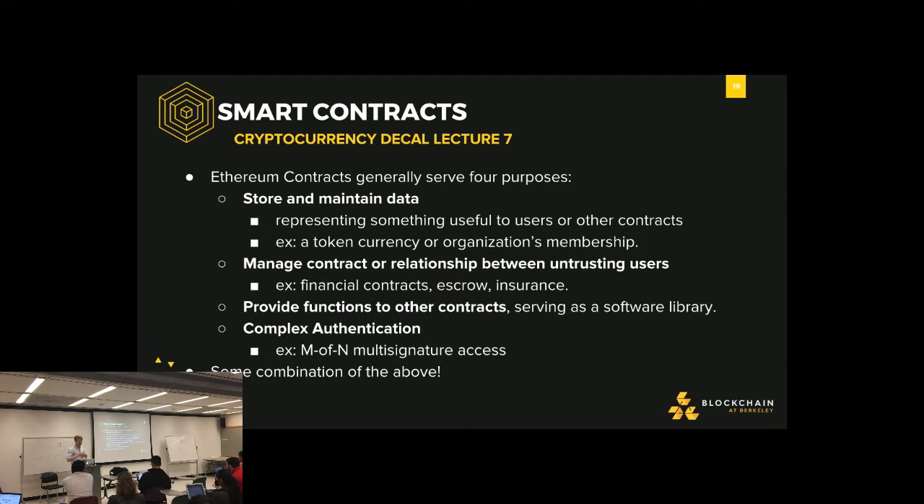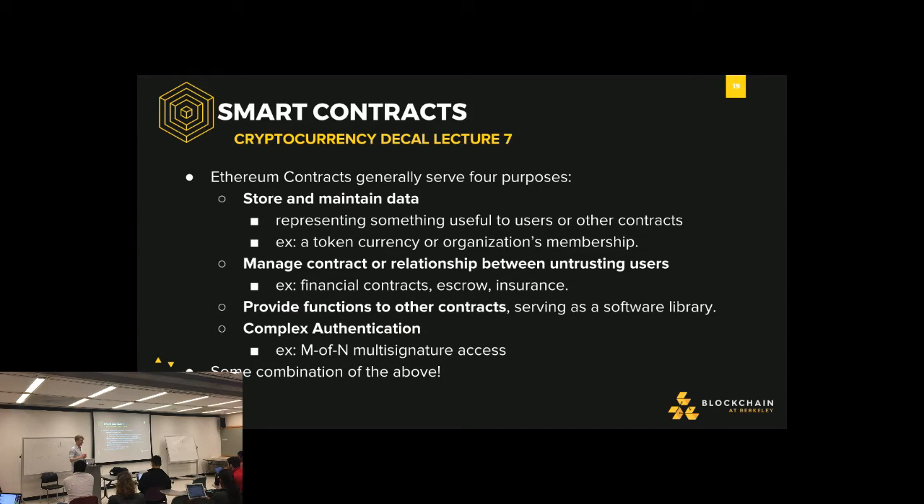There are other contracts which manage relationships or contracts between untrusting users, and the keyword is untrusting. These are generally financial contracts where you have different parties that don't necessarily trust each other but want some sort of common code to run, or escrow and insurance, where it's easy to have other parties that would cheat, and so you want a single source of truth that executes and maintains that integrity.